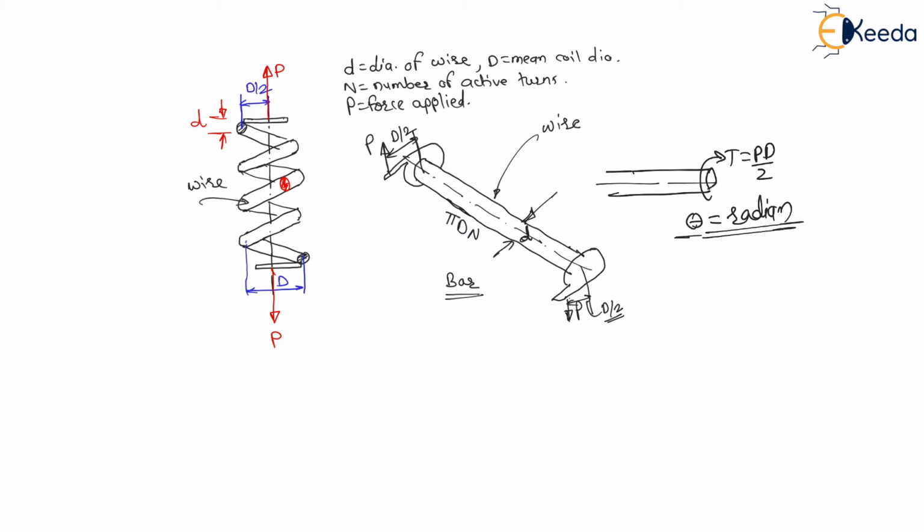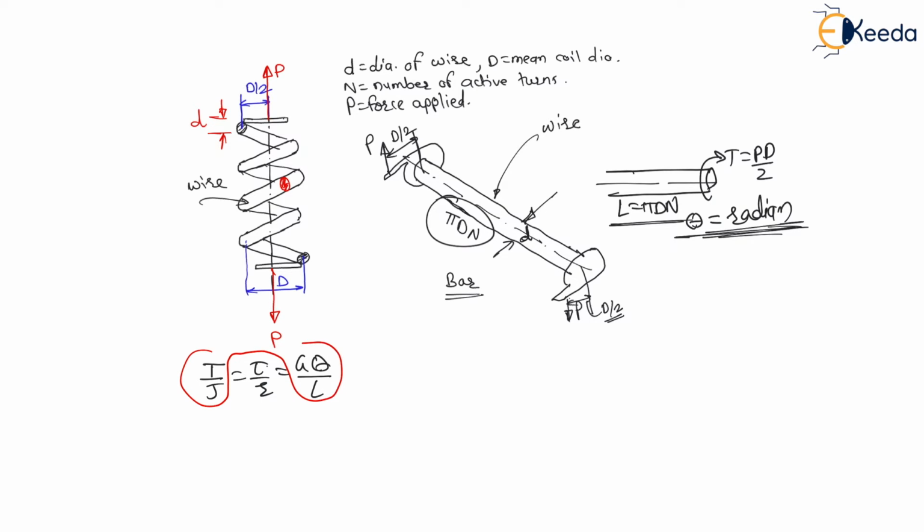So we will find this first torsional deflection, or angular deflection. Now the length of rod is pi dn, which we have already seen here. So my dear students, the torsional equation again, T by J is equal to tau by R is equal to G theta by L. Now here I will equate the first equation with the last equation. So let us equate them.